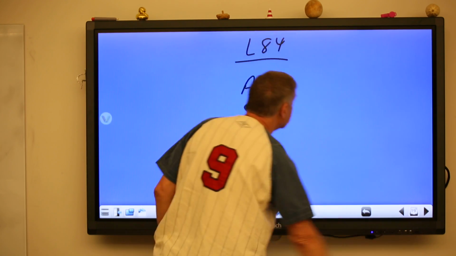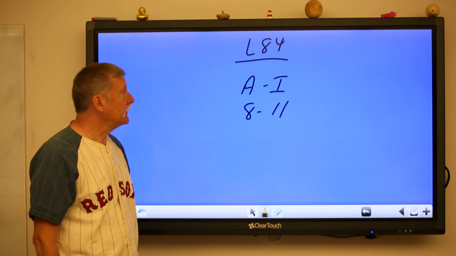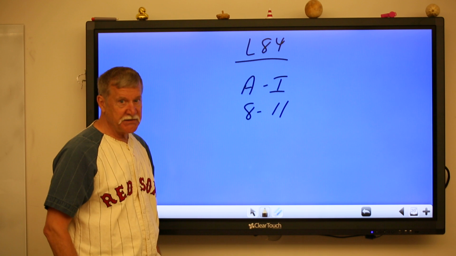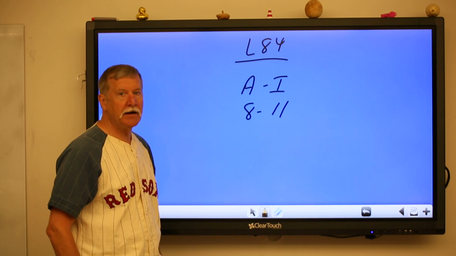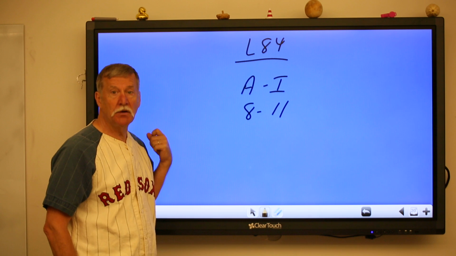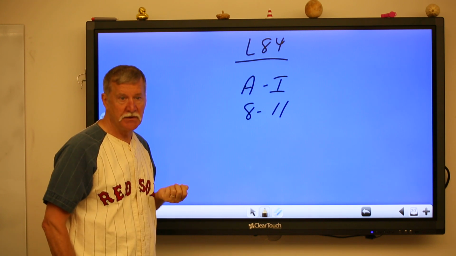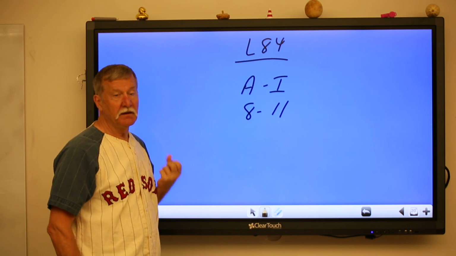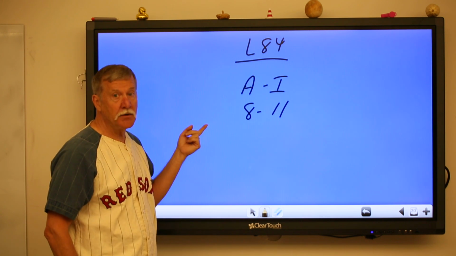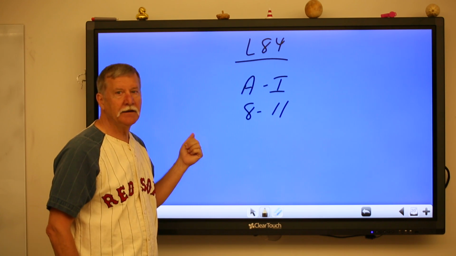All right, let's give that a try in lesson 84. Again, you might want to go over some of this again, rewind this, go back, understand combining like terms deals with only the numerical coefficients, putting them together, leaving the variable the same. So lesson 84, give it some practice, A to I and 8 to 11.